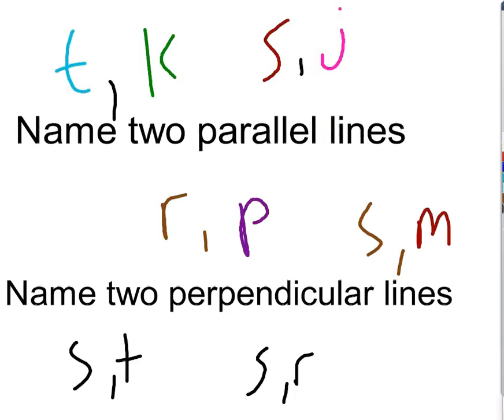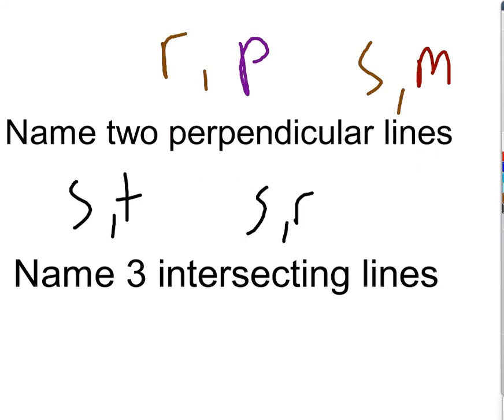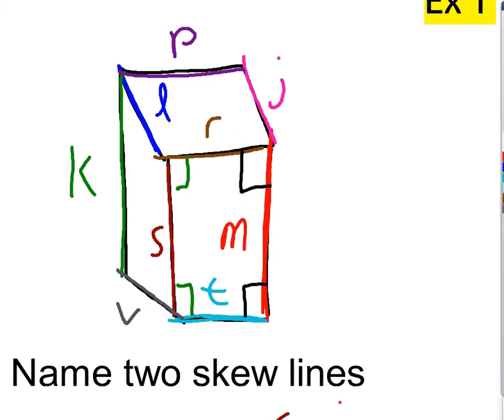All right, lastly, name three intersecting lines. Who wants to raise their hand and share that one? Three intersecting lines. I'll go ahead and do it since somebody wants to speak up. R, J, and M. They meet at that point right there.